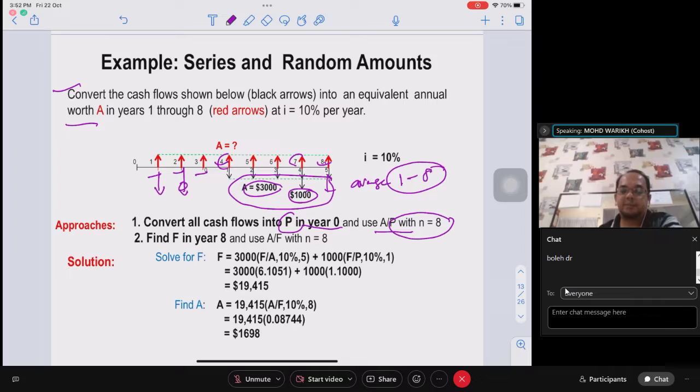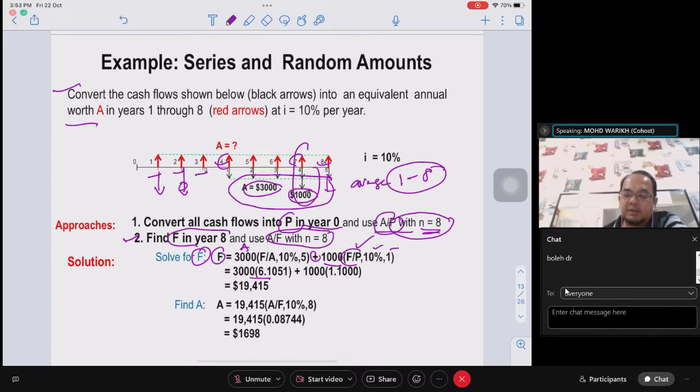So that means that from this one, you have to convert all cash flow into P in year 0 and use your AP and 8. The second one, find F in year 8, use the AF and 8. So for the F first, you use the FA, FA 3,000 ringgit, FA 10,500 plus 1,000 ringgit FP, because I present only one numbers, FP 10% 1. So you will get this one, 90,000 or 1,500.